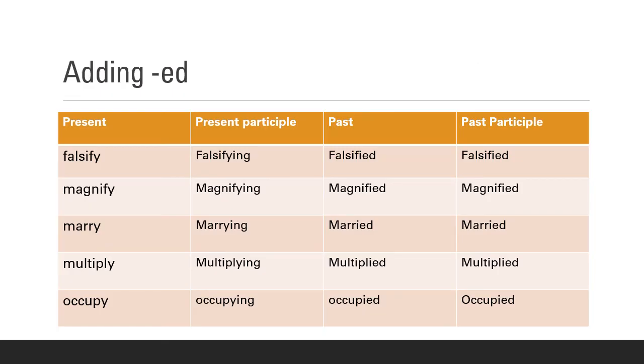And now let's look at some more examples which are done in this fashion. Falsify is falsifying and then falsified. Magnify, magnifying and magnified. Marry, marrying and married. Multiply, multiplying and multiplied. Occupy, occupying and occupied. Again, in all of these cases, the last two letters are a consonant followed by Y. And this is how we make their present participles and past participle forms.